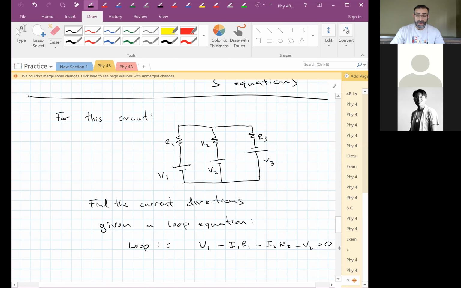I like to start with one of the potentials of the batteries because that tells me what direction I'm going through that branch. I have a positive V1, so I must be going in my loop, I'll use blue for this, in this direction because I just rose by the voltage on V1. I can't be going the opposite direction. Now it tells me minus I1 R1. So I'm going with the direction of the current. I'm going in the high side, coming out the low side, so the current is going this way.